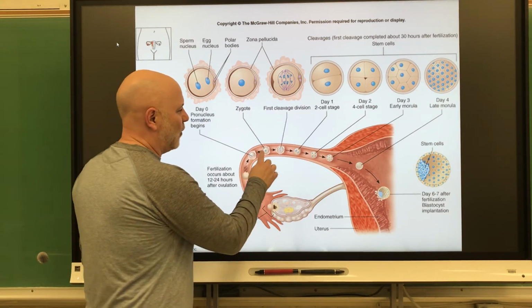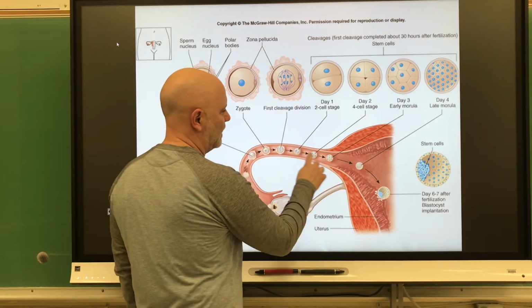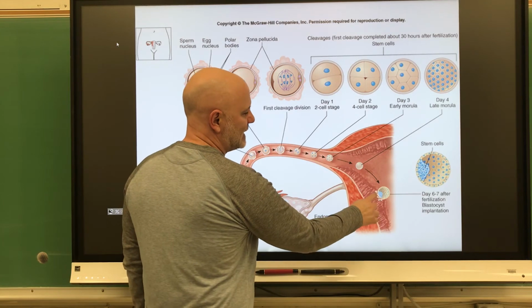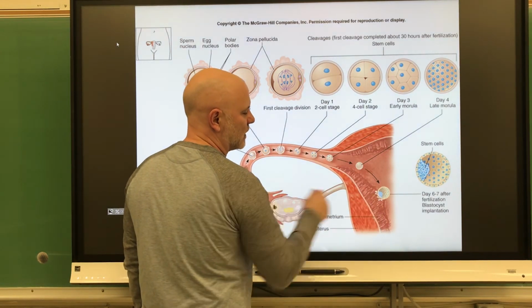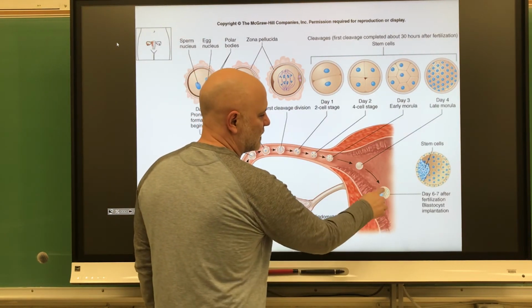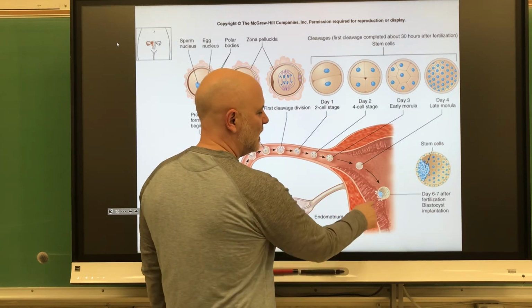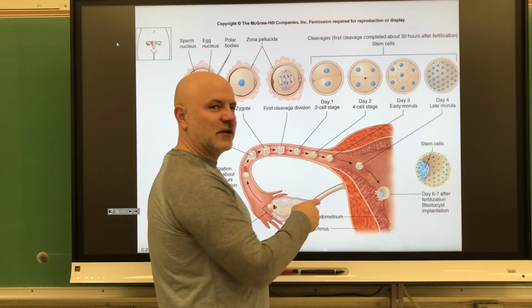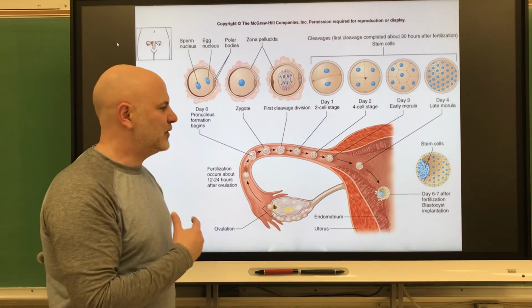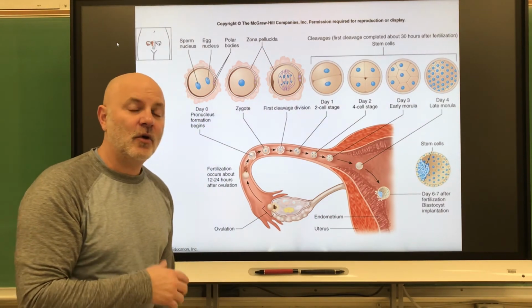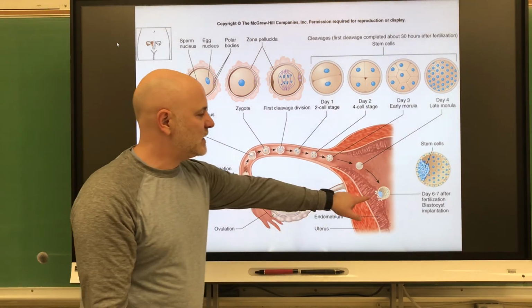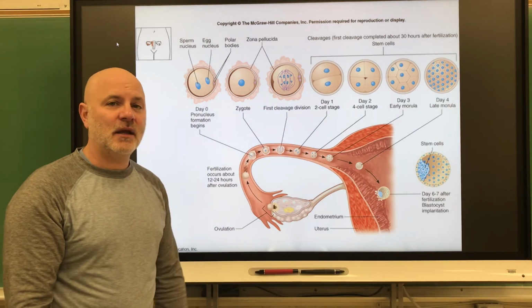But it takes about a week for that embryo to get down here into the uterus. And once it gets into the uterus, it starts to implant into the uterus. And when it implants, it starts to secrete a hormone called human chorionic gonadotropin, or HCG. HCG is what is detected in a pregnancy test.